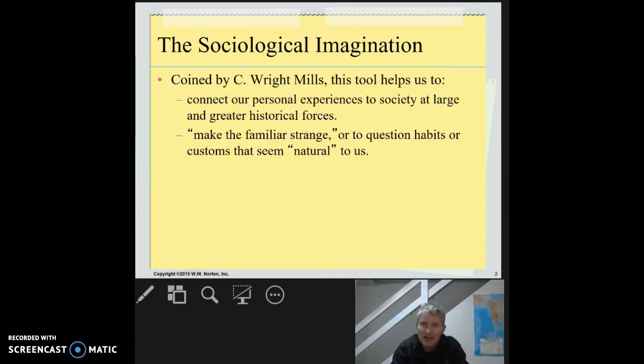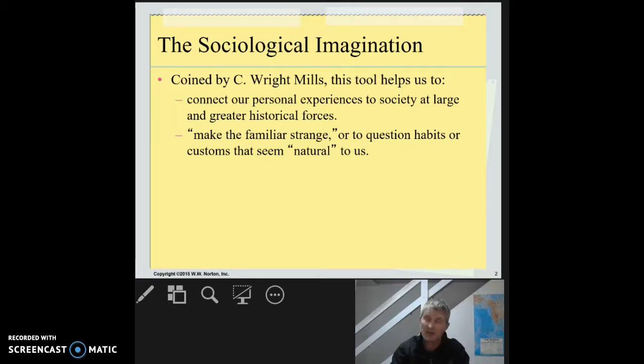One of the main concepts and a very fitting concept for us to start with is the sociological imagination. The sociological imagination was, of course, coined by C. Wright Mills, and it was designed to help us begin to unpack what society actually was in order for us to then understand our place within it. What the sociological imagination does is it connects our personal experiences to society at large and the greater historical forces that we find ourselves swept up in.